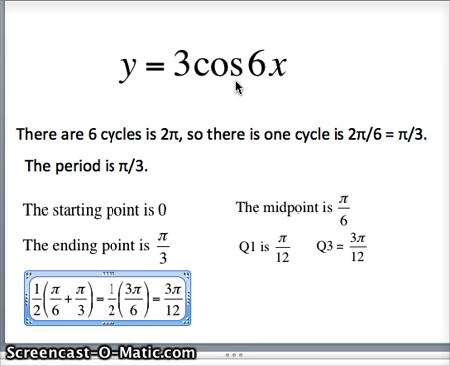Now let's graph this by using our starting point 0, our ending point pi over 3, our midpoint pi over 6, and then our 2 quarter points pi over 12 and 3 pi over 12. Let's go ahead and graph that first cycle and see how that behaves. Of course, we know that our amplitude is 3. We're going to start up at 3, and we'll go ahead and use our amplitude to make sense of this.